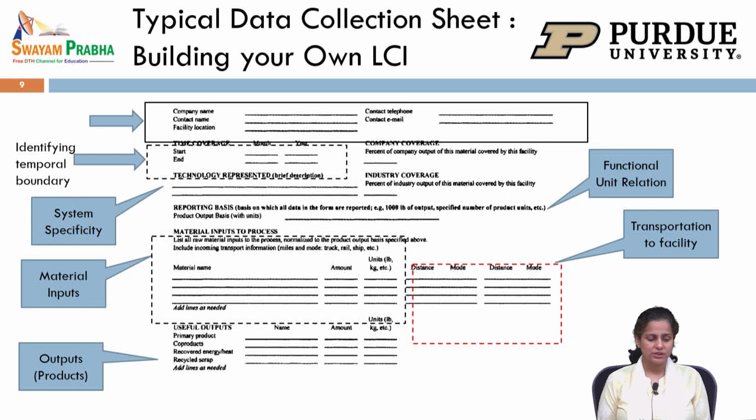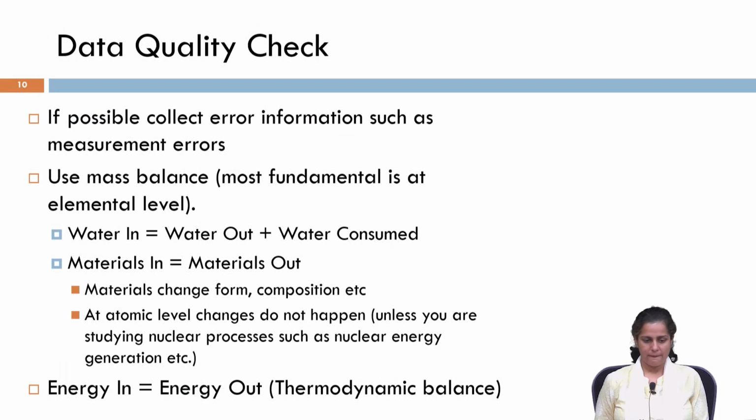So this is a standard sheet. You can use this as a template to collect information on each of the processes that are included in your system boundary, and then you will collect all of that together to build the overall life cycle inventory.